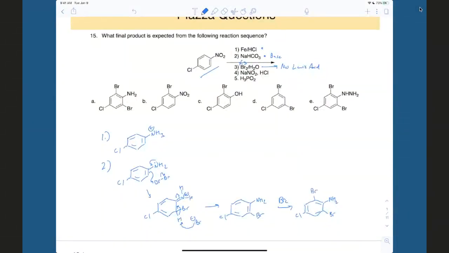The next step is sodium nitrite and HCl. This is to make a diazonium. So this will convert our aniline into the N2 plus form. Normally this is not isolated but used directly in the next reaction. And we have this long list of reagents. Most of them have copper.